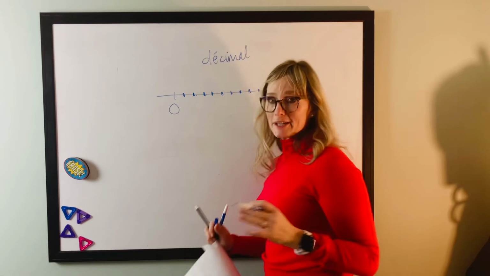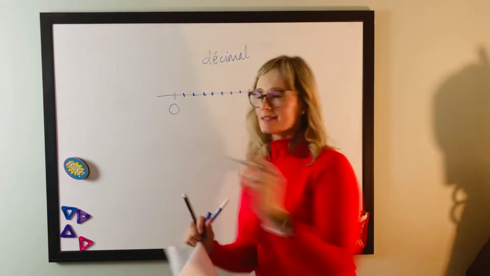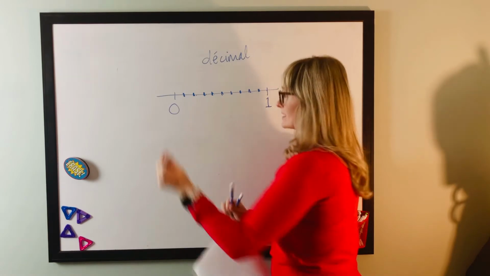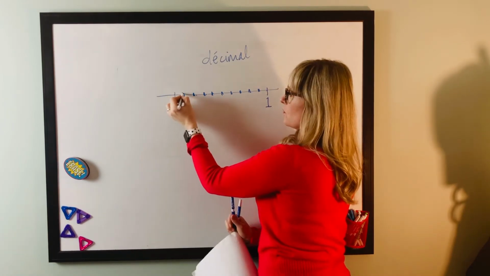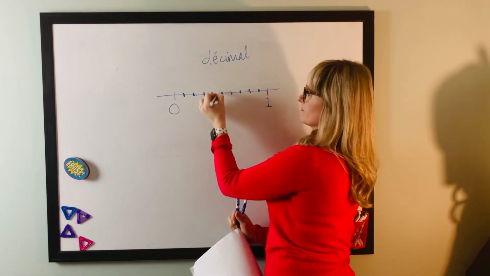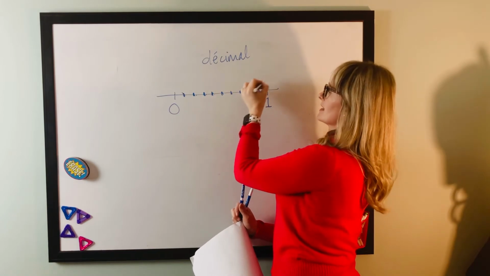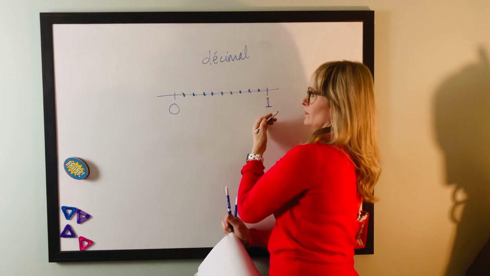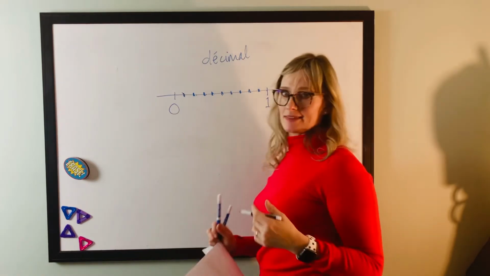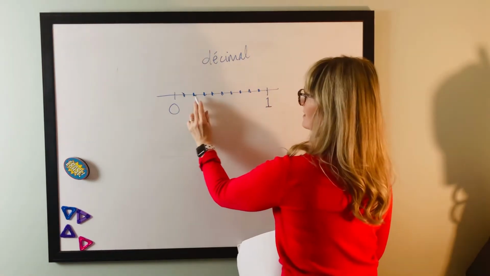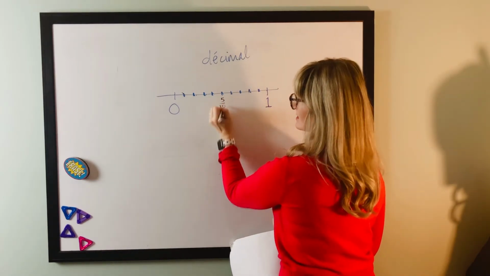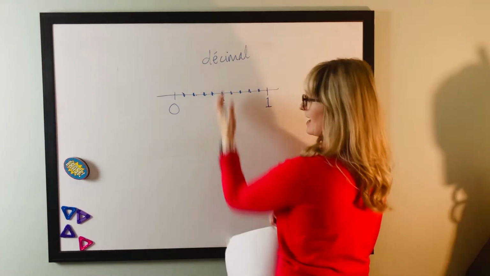And I want to make sure that I'm really clear that it's not 10 marks. It is 10 jumps. So if you're doing decimals, you should have 1, 2, 3, 4, 5, 6, 7, 8, 9, 10 space jumps between 0 and 1. That gives you tenths. So this is 1/10, 2/10, 3/10, 4/10, 5/10. Oh, that makes sense that it's in the middle because 5/10 is the same as a half.